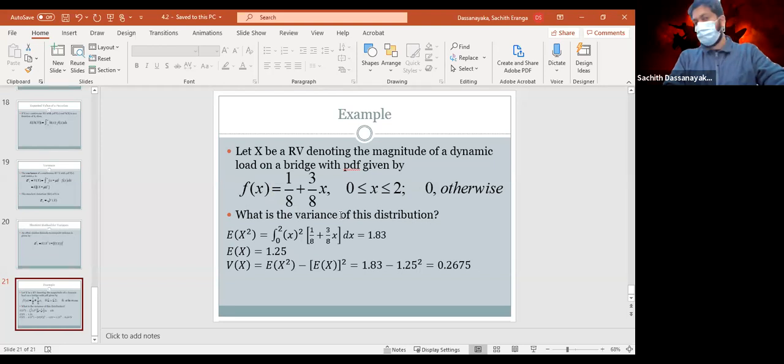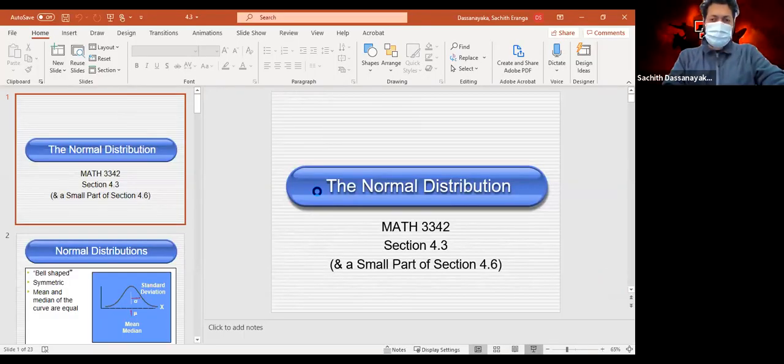It is 4.2. Yes. Any questions from this chapter? Let me share the other one. Any questions from section 4.2?